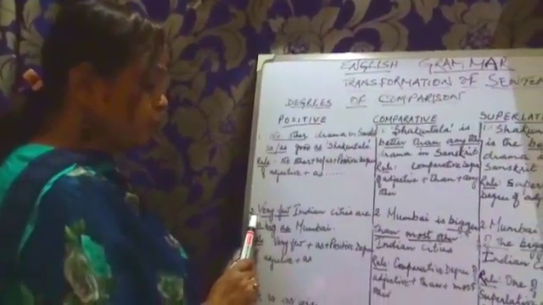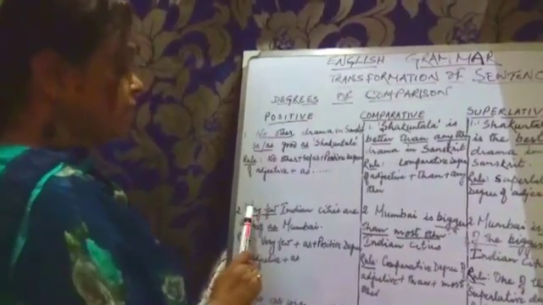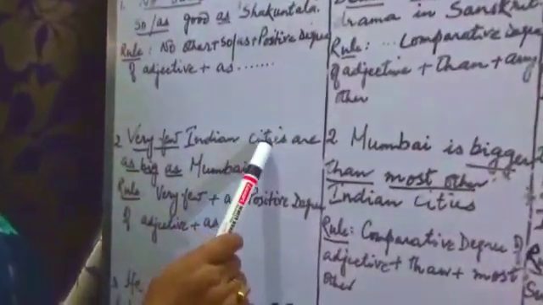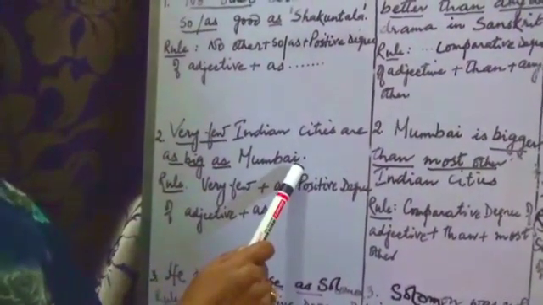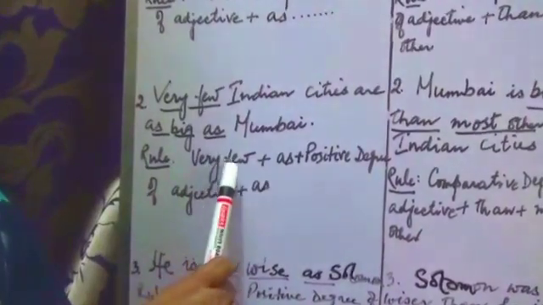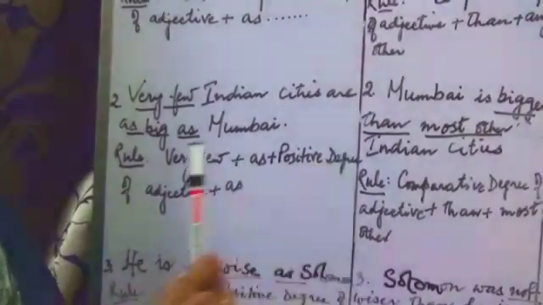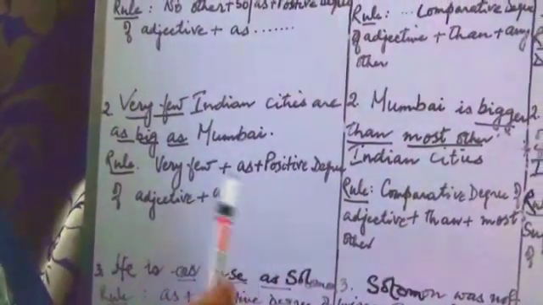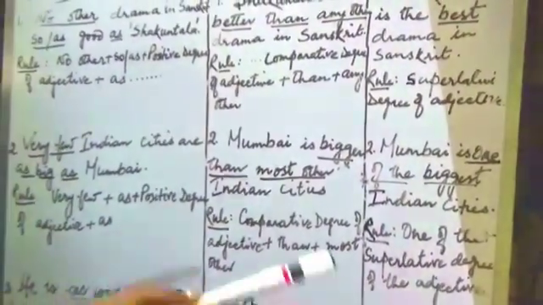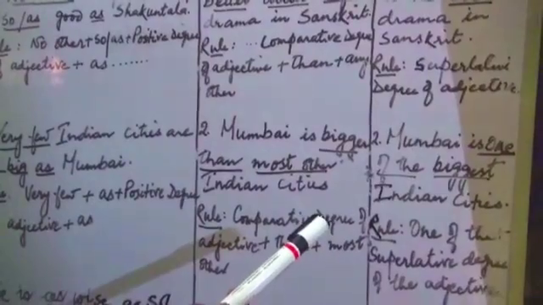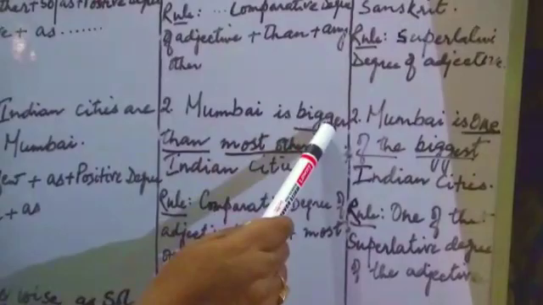What is rule 2? Now if a sentence in the positive degree begins with very few, Indian cities are as big as Mumbai. Now what have I done? Very few plus as plus the positive degree of the adjective plus as. Now, without changing the meaning of the sentence, I have transformed it into the comparative degree of the adjective. What have I done? Mumbai is bigger.